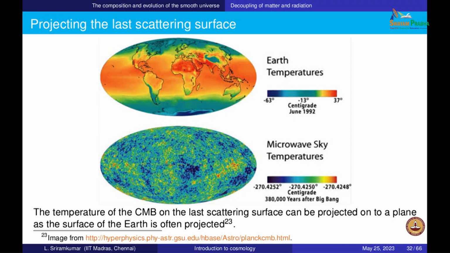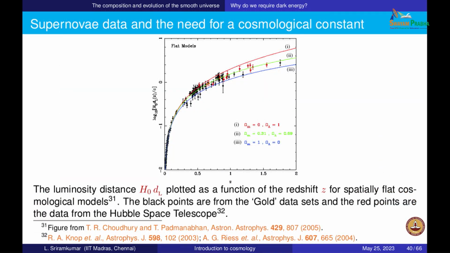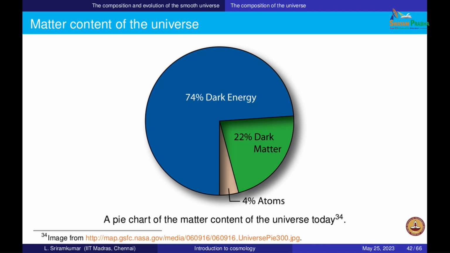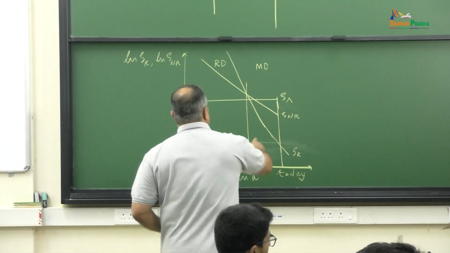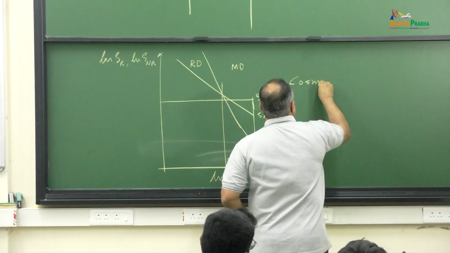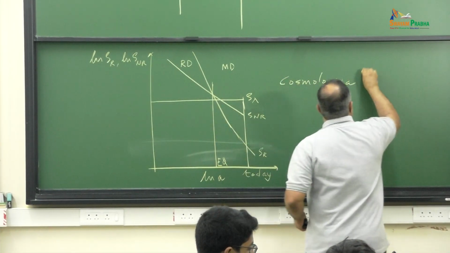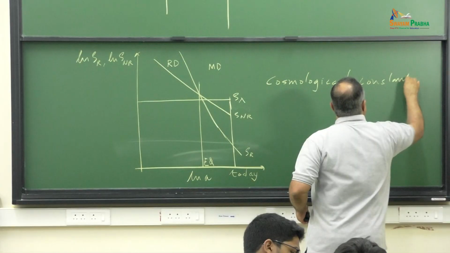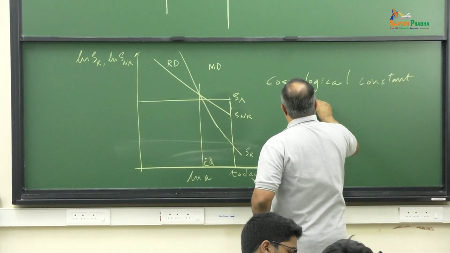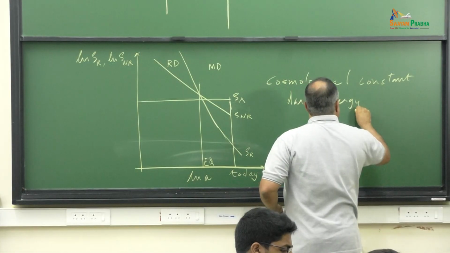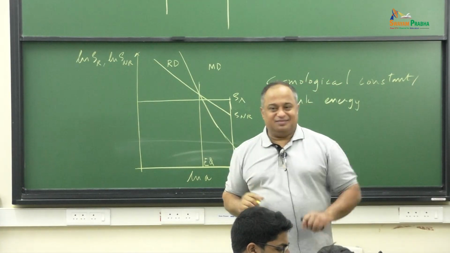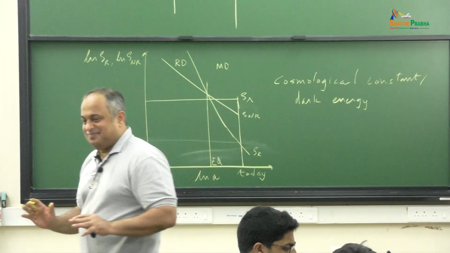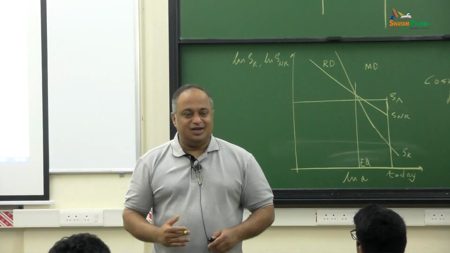So the bottom line is that this pie chart, some numbers have changed since this pie chart was taken. You have about 70% in the form of cosmological constant, or sometimes it is called dark energy. And 25% is in the form of cold dark matter, and only 5% of the universe is made up of you and me.